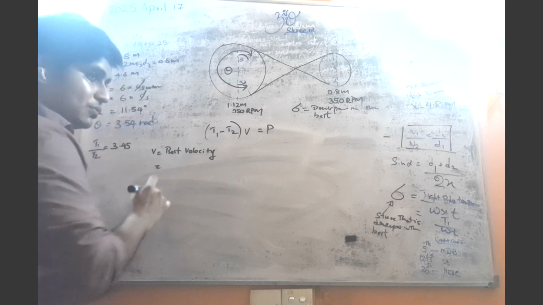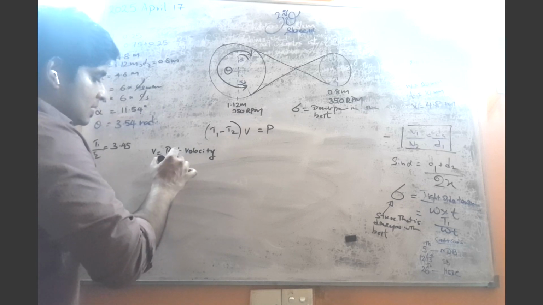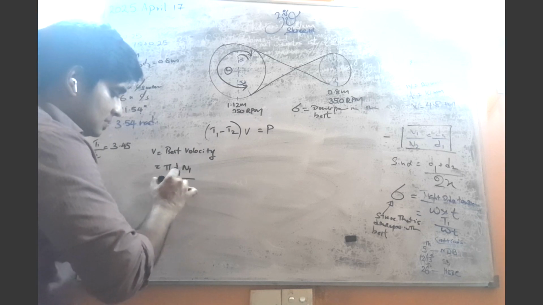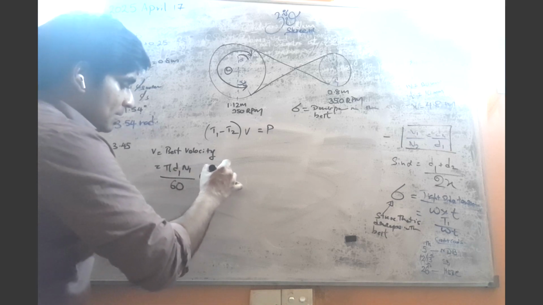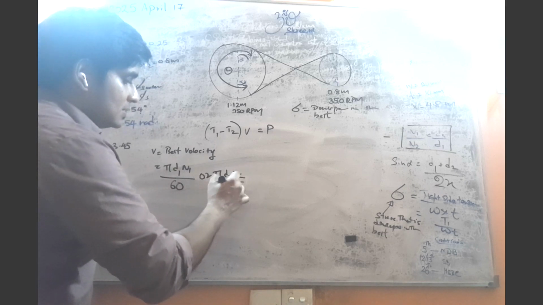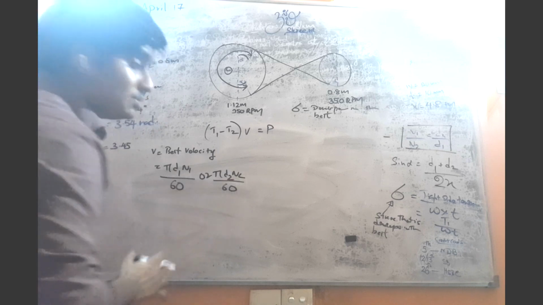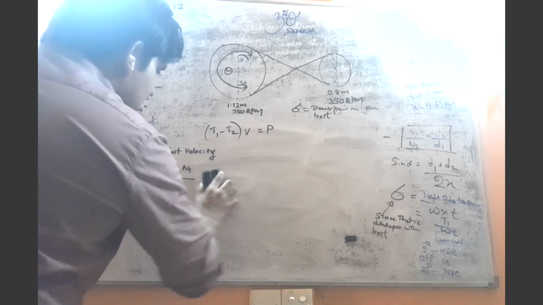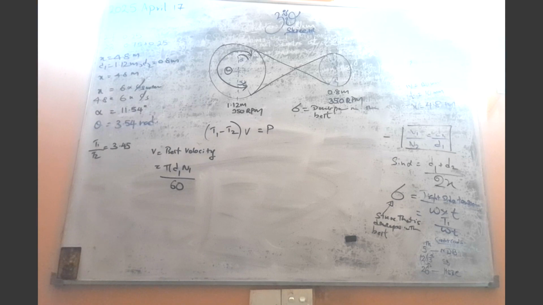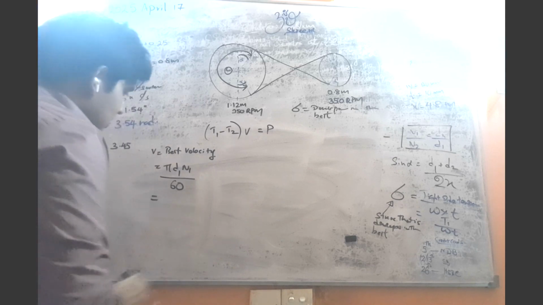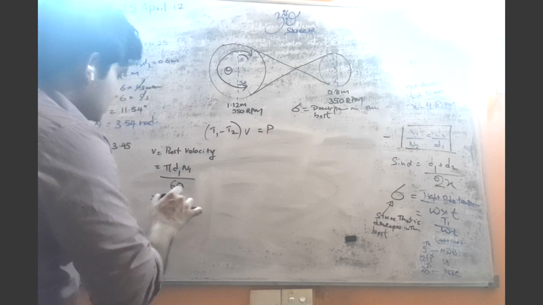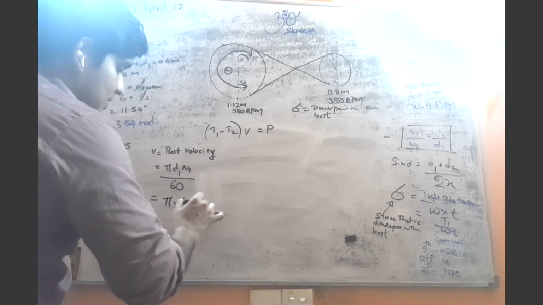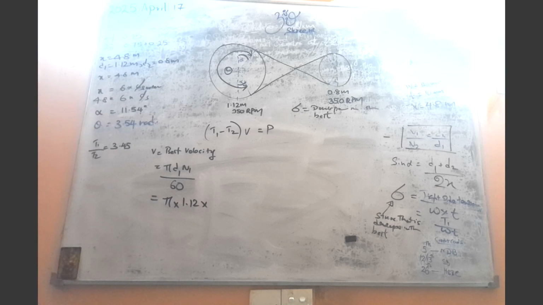For that there is an equation. Either it is pi times d1 times n1 divided by 60, or pi times d2 times n2 divided by 60. You can use whichever equation, but be very careful. Let's select pi d1 n1 divided by 60. Now, what is our d1? Our d1 is 1.12 meters.